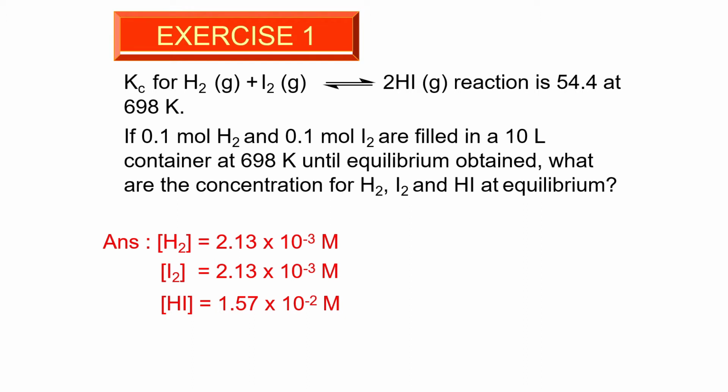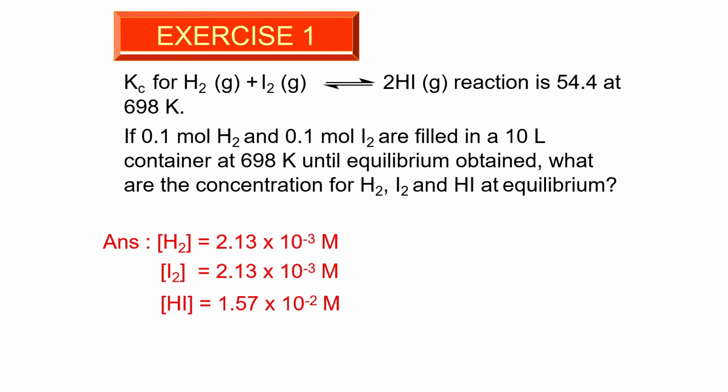Right, so in this video, I'm going to continue our discussion for the exercise question in my lecture that we interrupted yesterday. Okay, so we have Kc for hydrogen plus iodine. H2 gas plus I2 gas produce 2HI gas, and the Kc for the reaction is 54.4 at temperature 698 Kelvin. If you are given 0.1 mole of hydrogen and 0.1 mole of iodine filled in a 10-liter container at 698 Kelvin until equilibrium is obtained, what are the concentrations of H2, I2 and HI at equilibrium?